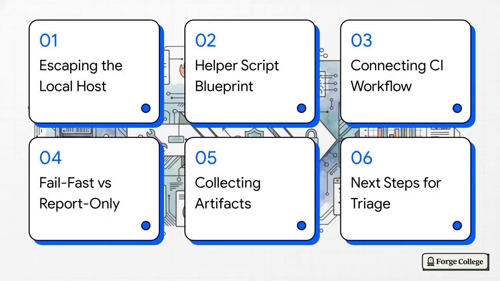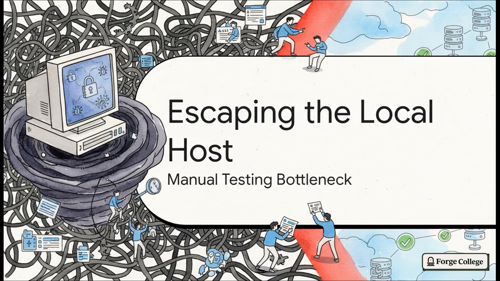Here's our architectural blueprint for today. We'll be looking at 1. Escaping the local host. 2. The helper script blueprint. 3. Connecting the CI workflow. 4. Fail fast versus report only. 5. Collecting security artifacts. And finally, 6. Next steps for triage. All right, let's jump right into section 1, escaping the local host and dealing with the manual testing bottleneck.